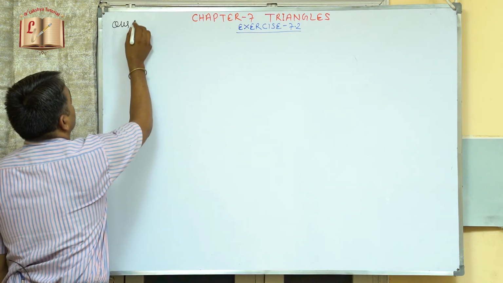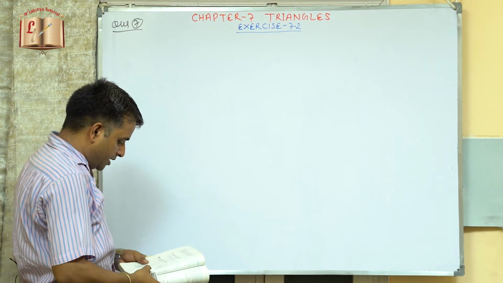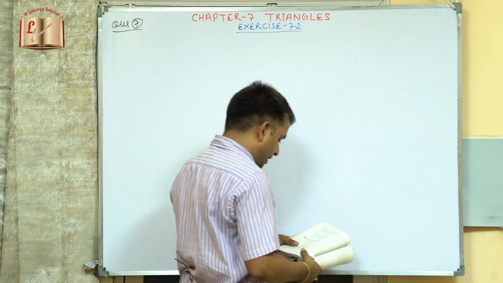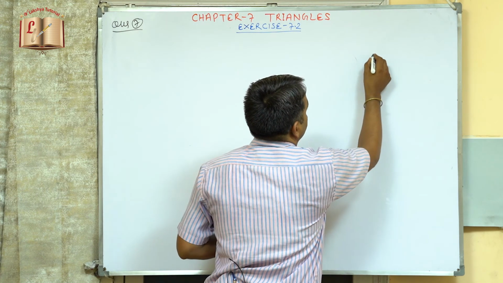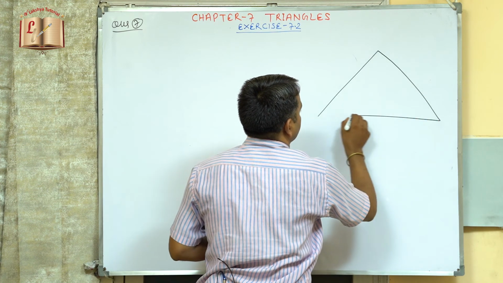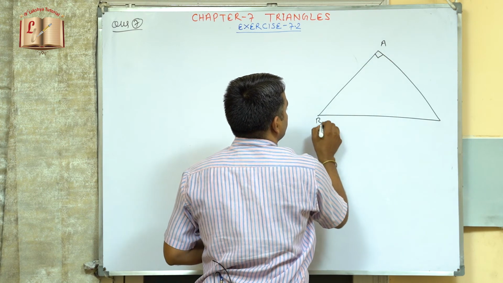Now coming to question number 7. ABC is a right angle triangle in which angle A is 90 degrees. Suppose this is a right angle triangle for us, right angle at A, so this is 90 degrees. And this point is B.